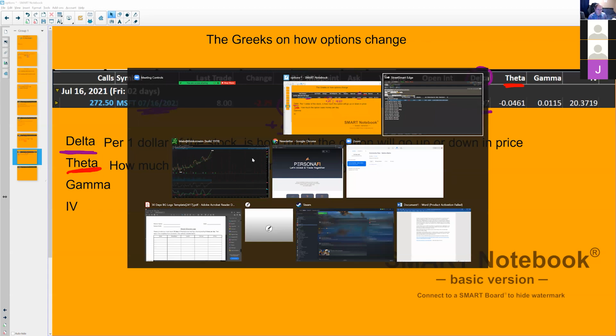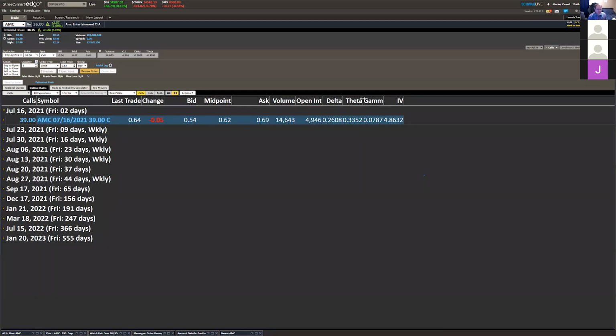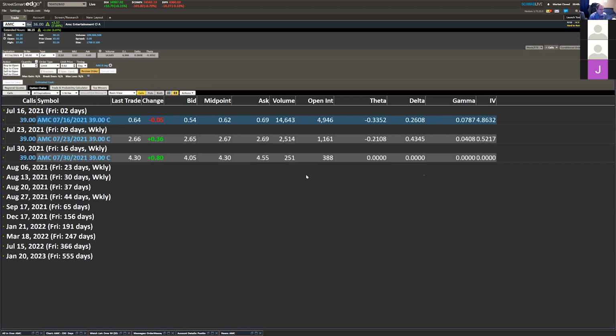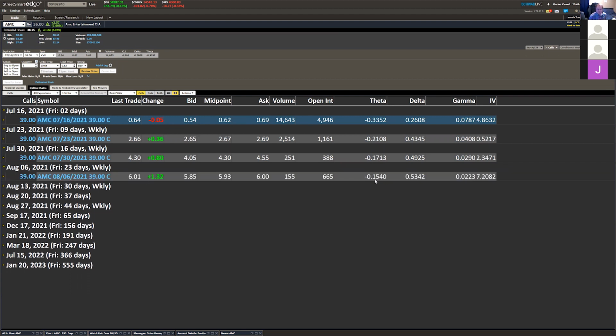So if I were to look at this theta, we'll just use AMC, that way you can see something different. So look at AMC. This is going to lose $33 tomorrow. So if you were to buy this today and it's $54 and it does not change in price, it loses $33. So this isn't going to be worth very much. But look at July. This theta is $21, and I'm doing that because I'm multiplying it by 100. This is 17. You get the picture, 15.